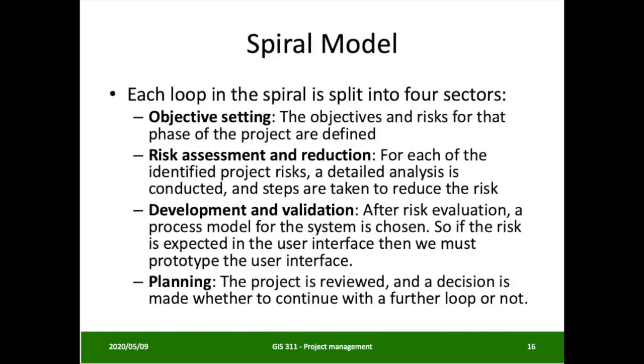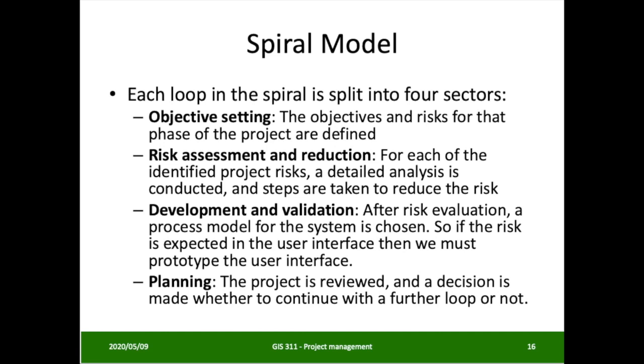Okay, spiral model. There's four main sectors. The objective setting. So what are the objectives? What is the risk for each of these phases? The risk assessment and reduction. So looking at what the risks are and how can we reduce these.